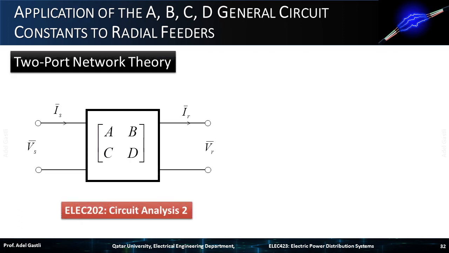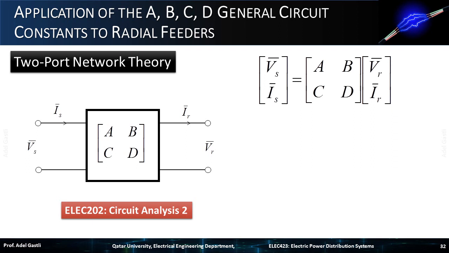Using the two-port network theory, that you should have normally covered in circuits 2, we can write the relationship between the sending end voltage and current vectors, and receiving end voltage and current vectors, as shown here. Where A, B, C and D are constants, which can be calculated as follows. A is determined as the ratio Vs over Vr, when IR equals 0. So, constant A, has no unit.